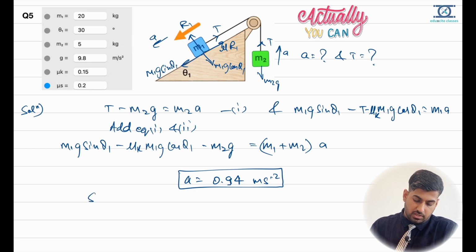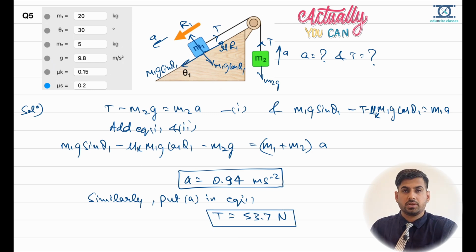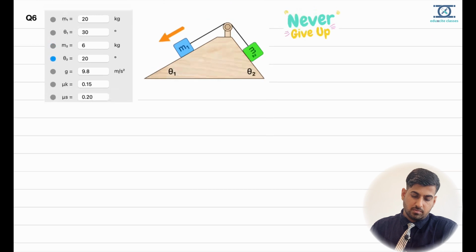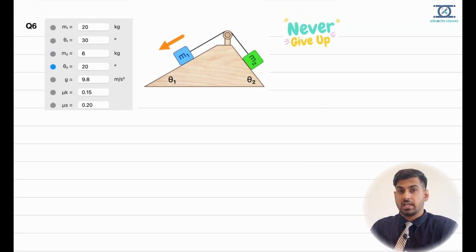Similarly, put A in equation 1, and you will get a tension of around 53.7 Newton. So I hope it is quite clear. Just try these types of questions. If you are able to solve these, you can definitely solve any other problems. Now similarly, both the objects are on inclined planes. Pause the video and try to solve.